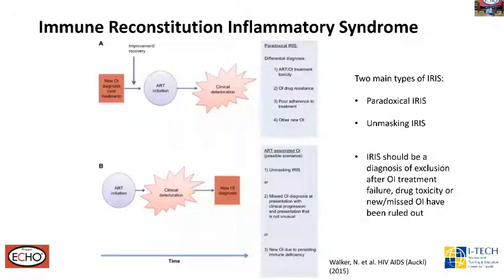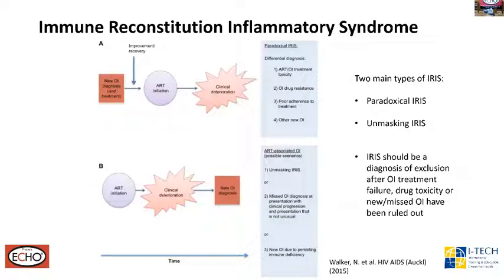So when we talk about IRIS, there are two main types. There's what we call paradoxical IRIS and what we call unmasking IRIS. And the way we differentiate between the two is the difference in time course between when antiretroviral therapy started and when the clinical deterioration takes place. So in paradoxical IRIS, someone with a known opportunistic infection, let's say they're diagnosed with tuberculosis, they start TB treatment, they wait a few weeks, and they improve, and then you start antiretroviral treatment, and because of the inflammatory response that occurs in response to the increase in CD4 count and drop in viral load, you get a paradoxical worsening.